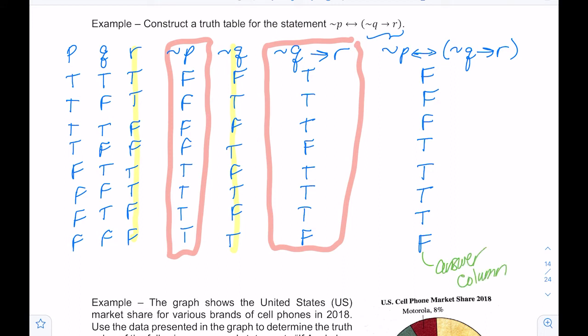So remember, if it's a biconditional, both have to be the same answer. So in this case, since I had a false and a false, it comes out true. And since I have a true and a true, it comes out true.